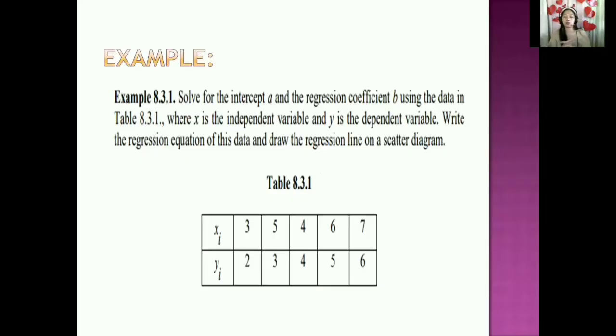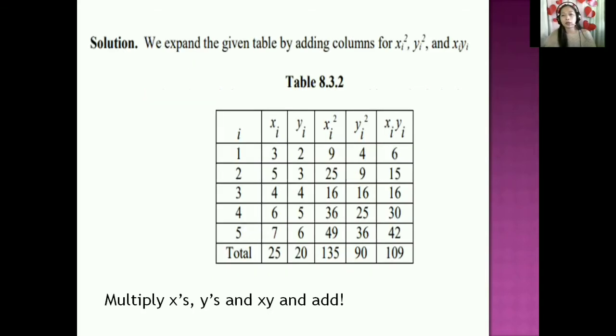So let's have one example. I would like to show you how it's done using manual computation. As you can see, there are 5 values of x and 5 values of y. What we're going to do is solve for a and b, and we need to have a regression equation of this data. And then we need to draw it and show this data in a scatter diagram.